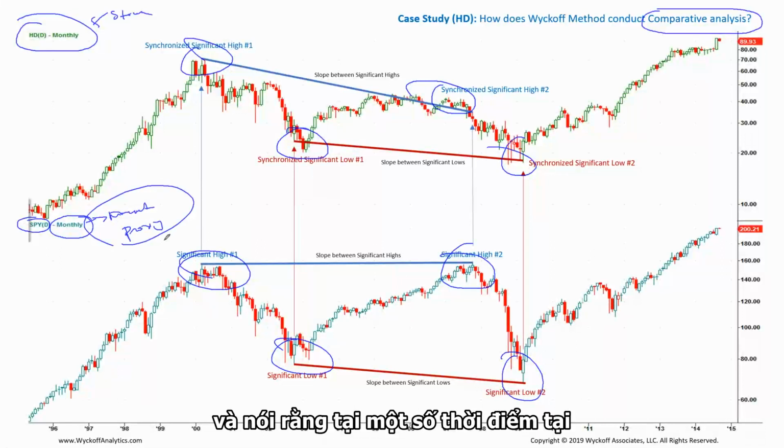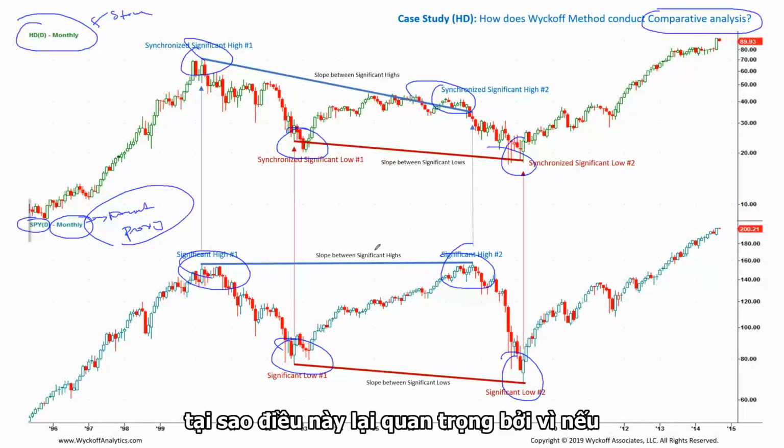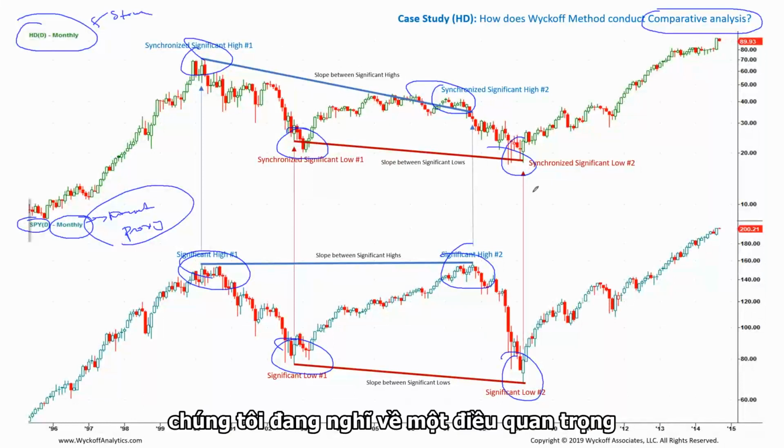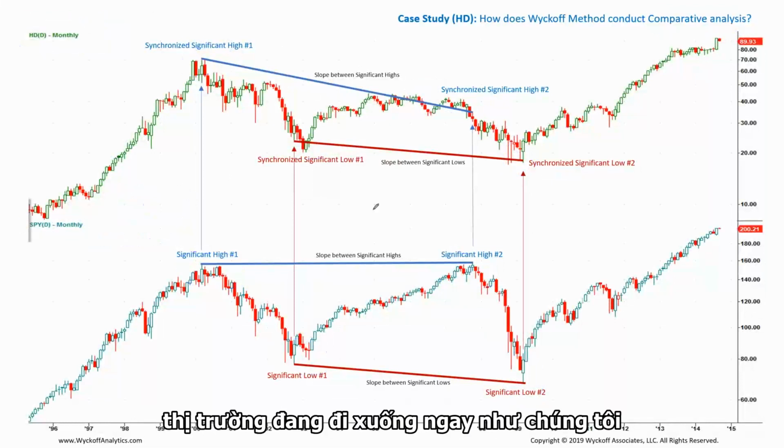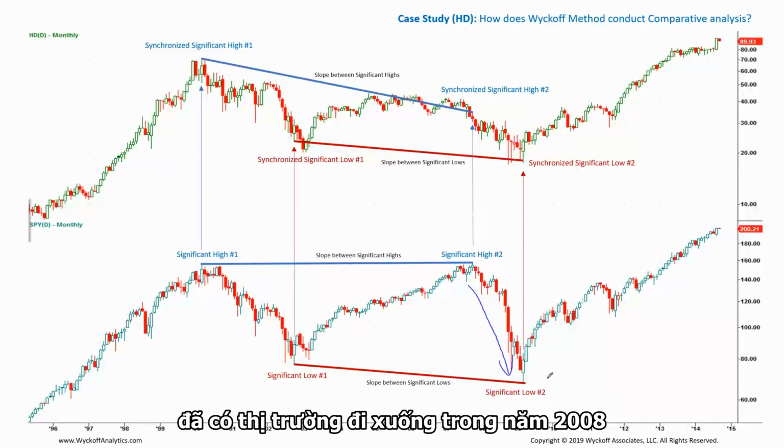And say that at this significant high, the stock is stronger, and at this significant low, let's say the market is stronger, and to see that relationship of strength at those significant highs and lows. Why is this important? Well, because if we're thinking about a significant outperformance, let's say that the market is going down, like we had the market going down in 2008, 2009.